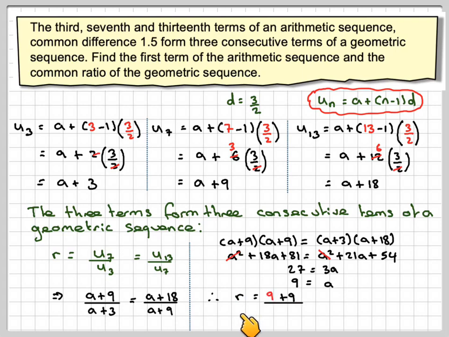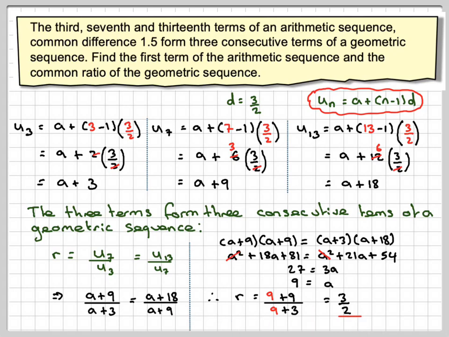So the common ratio, we can just substitute it back into one of these, either one will do, will be a plus 9, so it's going to be 9 plus 9, over 9 plus 3, which gives me 3 over 2. And if you put it into here, you should get the same value, so it's a good double check.